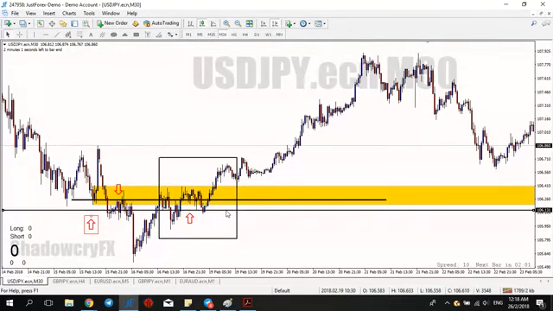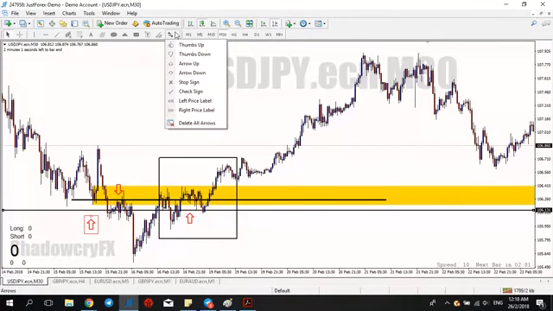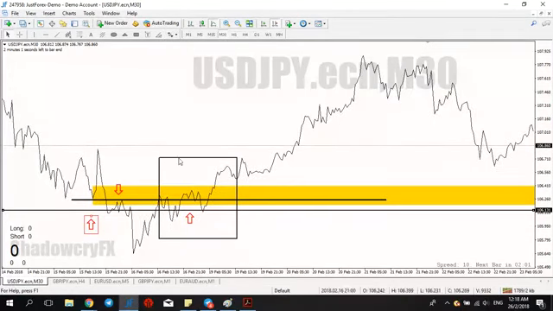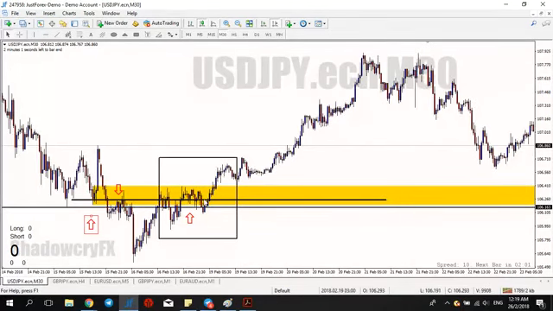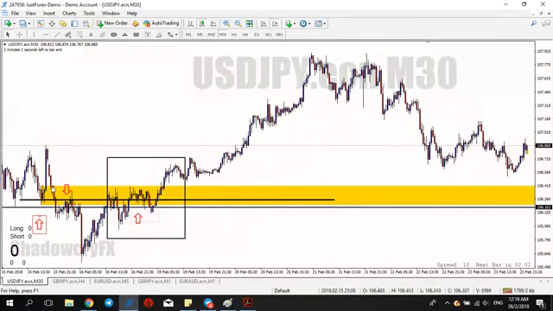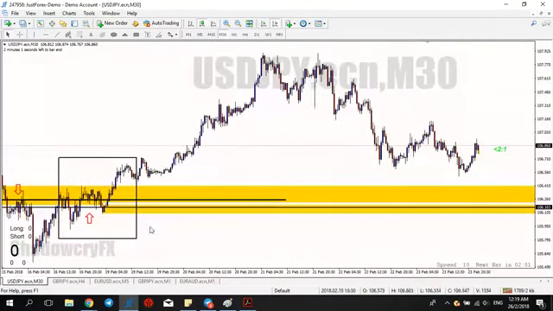Okay. Over here. Let me change to line chart. Let me see. This one. Okay, so you can take a touch trade here also. And this is not a signal, but just to give you a brief example of how you want to trade at the area of high liquidity. So you can take a trade there.